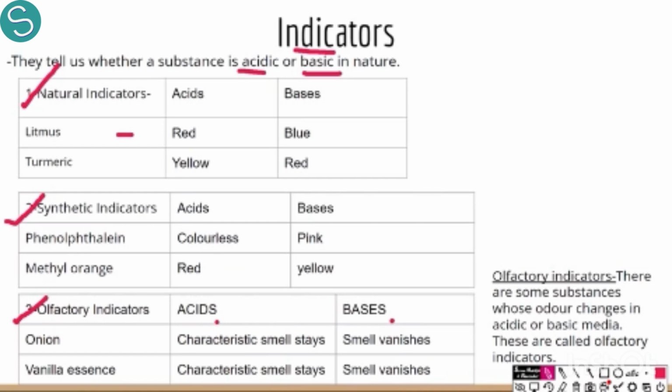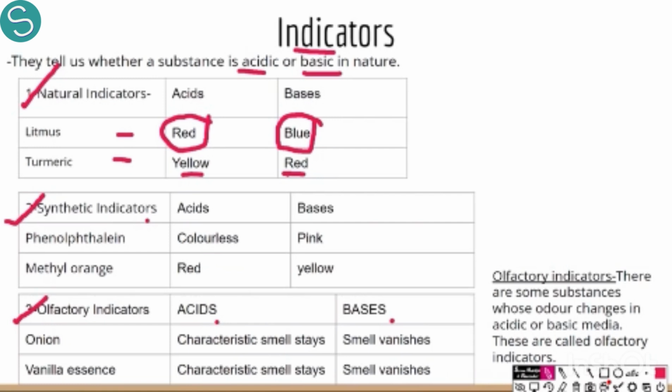Litmus, as I told you, is obtained from the lichen plant and it comes in two colors, blue and red. We have litmus solutions as well as litmus paper. So blue litmus changes into red in acids and red litmus changes into blue in bases. Turmeric, again a natural indicator, stays yellow with acids, but with bases it changes to a reddish-orange color.